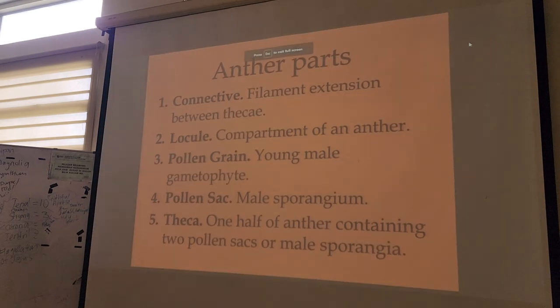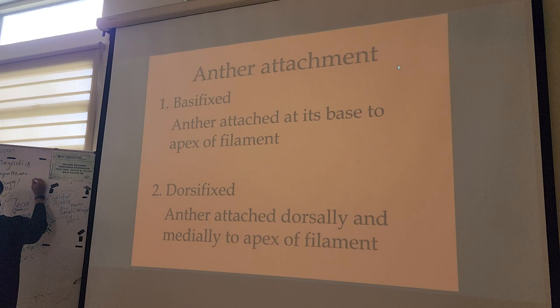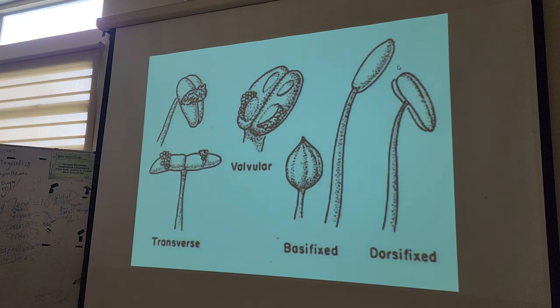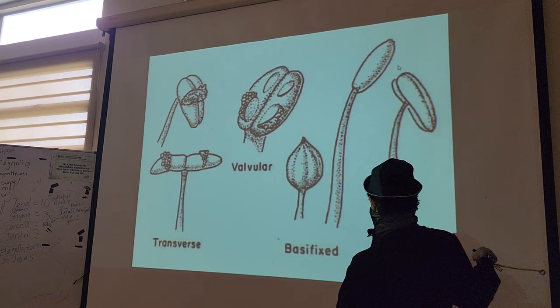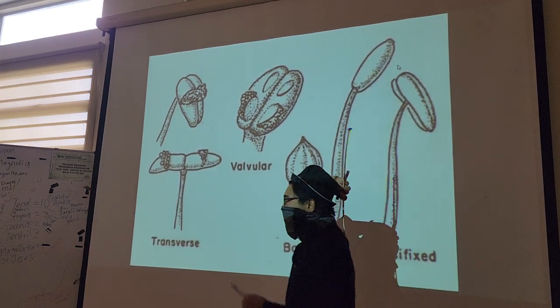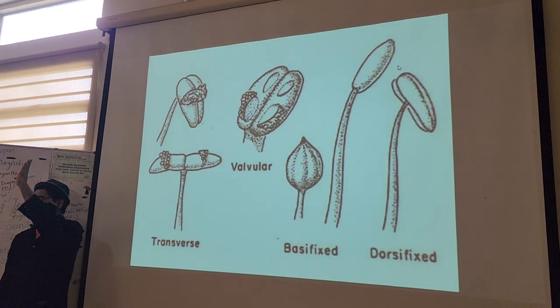Okay, slide. Next. Okay, this is how the anther attachment is: basifixed, dorsifixed. Okay, this you actually just have to memorize, it's easy. Basifixed is at the base. Dorsifixed means dorsal. Dorsal means back. Okay, next. Okay, I got it. Basifixed, right here at the base. Dorsifixed, right at the back. Versatile, kind of like the middle section of it.